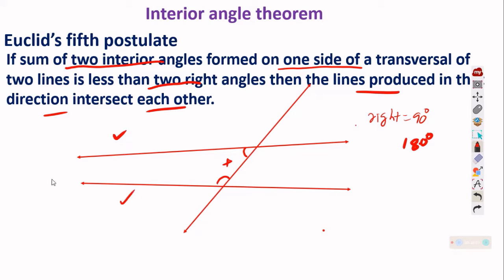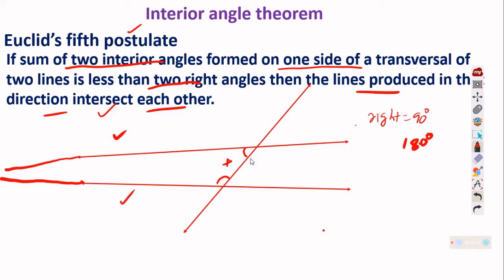So in this case, if their sum is less than 180, the lines on the same side, if produced, meaning if extended further, I am taking it roughly, guarantee that they will intersect each other. This is the fifth postulate. That means if it is 180, it will not intersect, and then it will be parallel. That time postulate did not say that, but that is the sense of it.